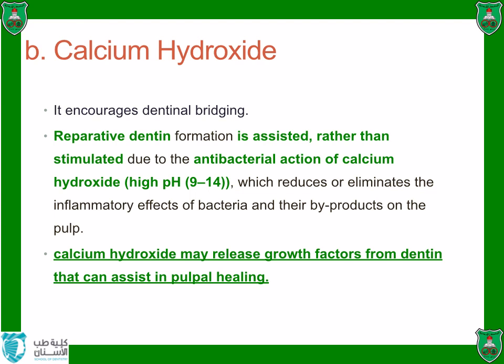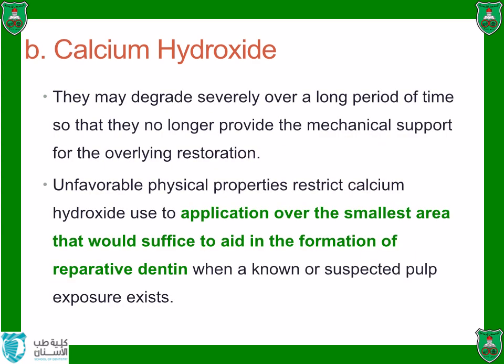Nowadays, we have other materials like MTA and Biodentine. Maybe they have better properties than calcium hydroxide, but still calcium hydroxide is a cheaper material and present in any dental clinic. That's why we use it in direct pulp capping until today. Now, the problem with those materials is they degrade severely over a long period of time. That's why if you apply them, apply them to the deepest area of the cavity toward the pulp. Don't apply them on the walls.